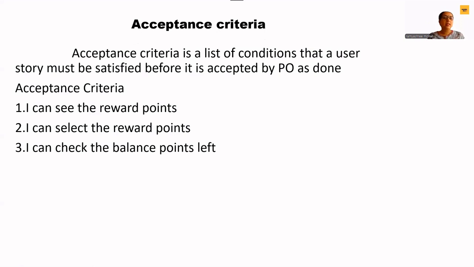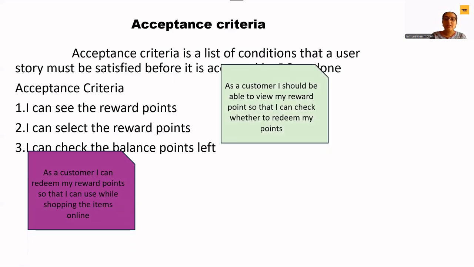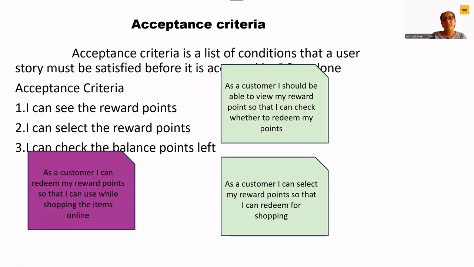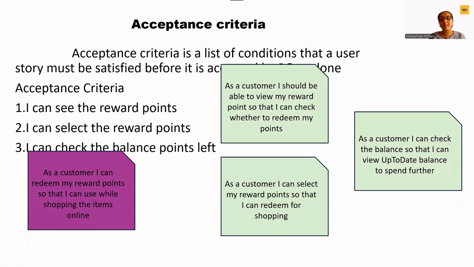For example, I can see the reward points, I can select the reward points, I can check the balance points left. So as a customer, I can redeem my reward points so that I can use them while shopping for items online. As a customer, I should be able to view my reward points so that I can check whether to redeem my reward points or not. As a customer, I can select my reward points so that I can redeem them for shopping. As a customer, I can check the balance so that I can view the updated balance to spend further.